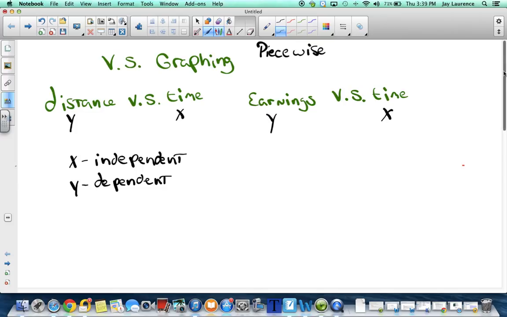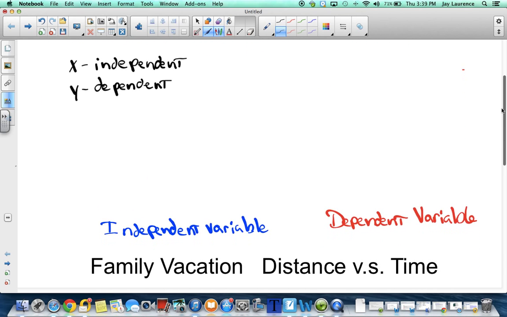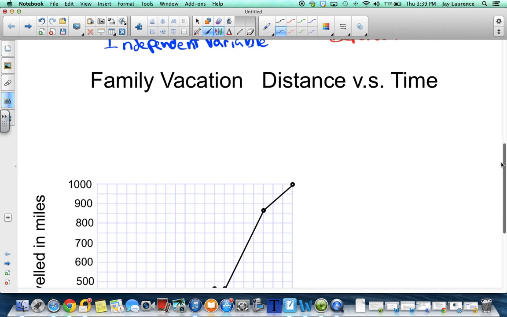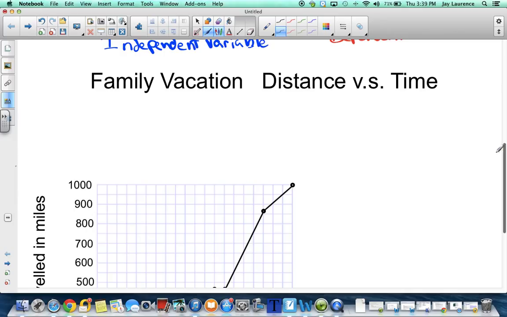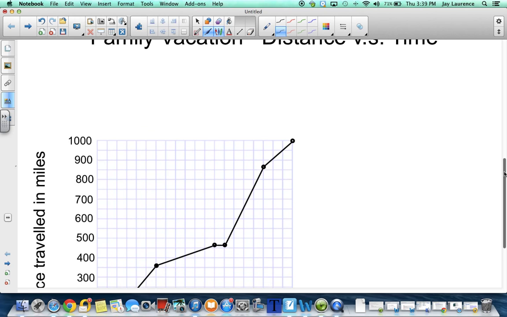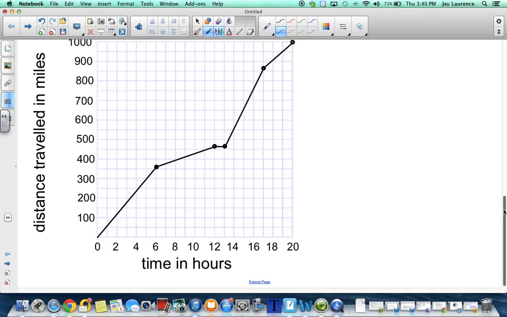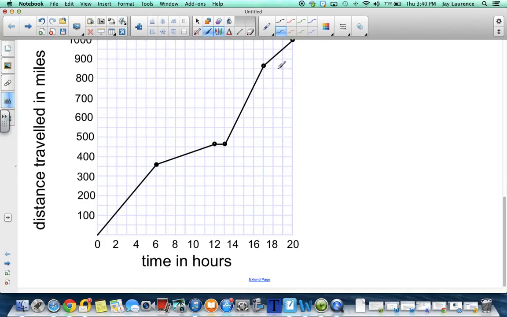Now, we're going to look at a couple graphs here. In class, you're actually going to be working backwards. You're going to be watching a real-life situation, and you're going to make a function out of it, a graph, a piecewise function. Let's talk about a family vacation, and this will be a distance versus time graph. We're going to look at this graph here, and before we do any math with it, we have to examine what's going on. We have to think about it.